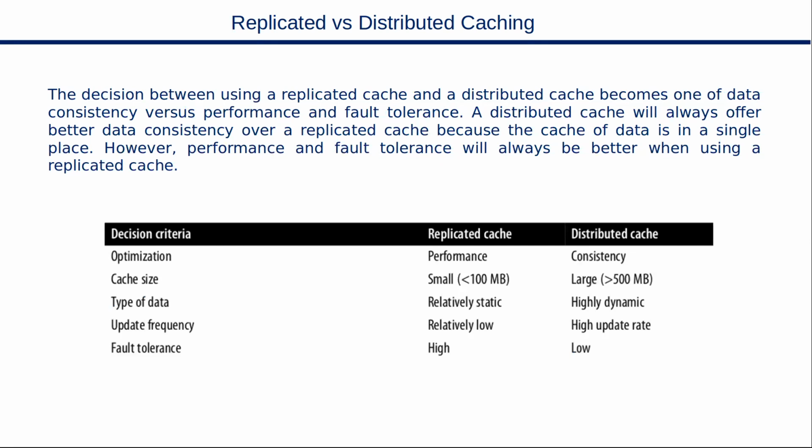So if we compare replicated with distributed caching, the decision between using a replicated cache and a distributed cache becomes one of data consistency versus performance and fault tolerance. A distributed cache will always offer better data consistency than a replicated cache, because I believe you understand why: the cache of the data is in a single place. However, performance and fault tolerance will always be better when using the replicated cache.